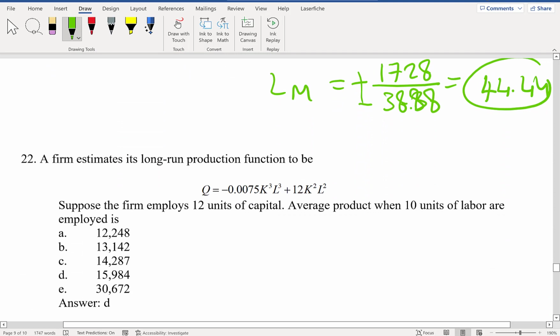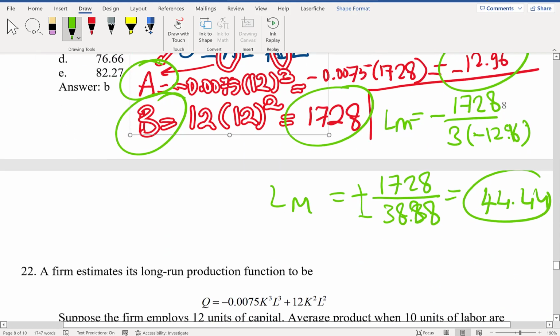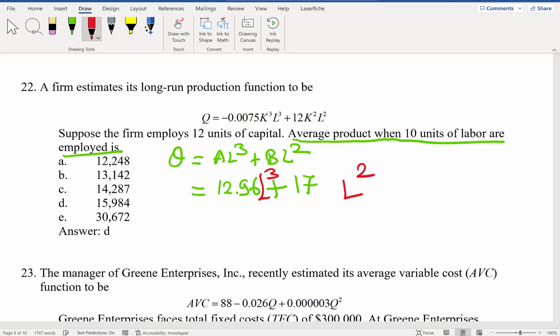So the same function, average product when 10 units of labor are employed is. Okay, so let's grab what we found, right? Let's actually, I'm just going to write it down. Quantity, right? A L raised to the power 3 plus B L raised to the power 2. So that was actually negative 12.96 L raised to the power 3 plus 1728 times L squared. So I plugged in A and B.